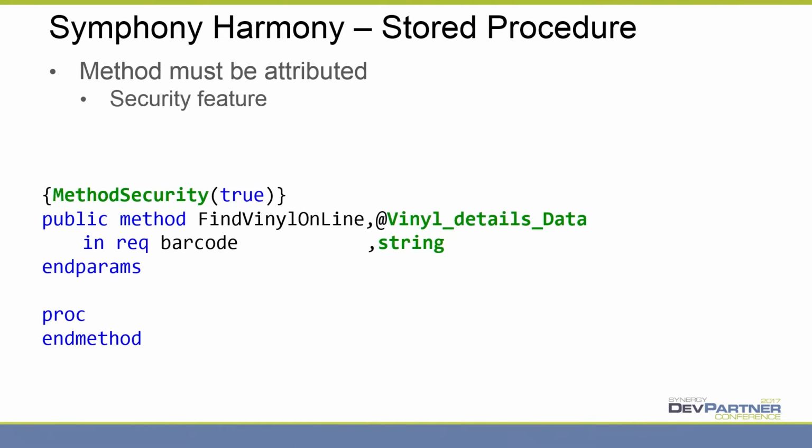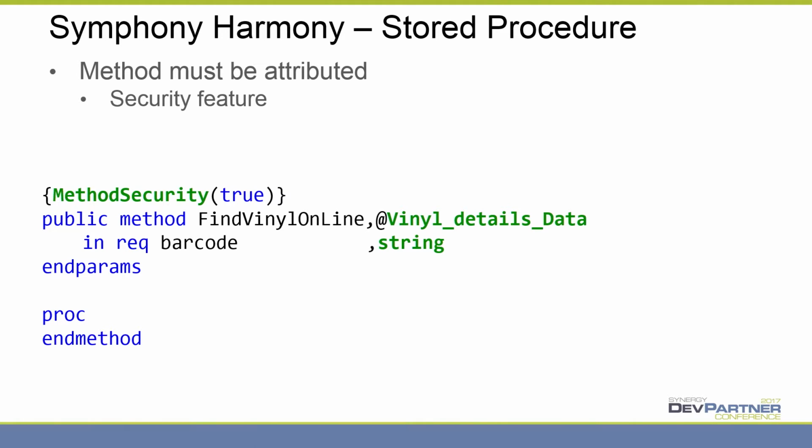The code that we've seen in what we've written so far has to be attributed. I mentioned this earlier, it's a security feature. If you don't attribute the code, then you will not be able to call it through Symphony Bridge and Symphony Harmony. Okay? It will throw an exception on the client, not callable, or I can't remember exactly what the error is, but as I say, it's a security feature.